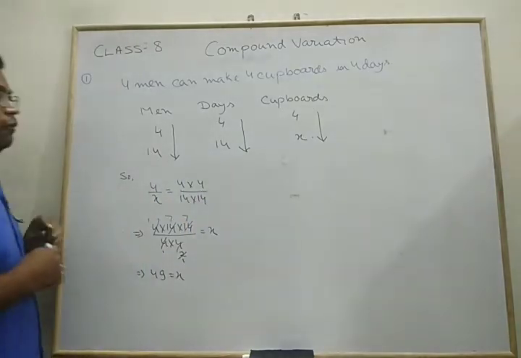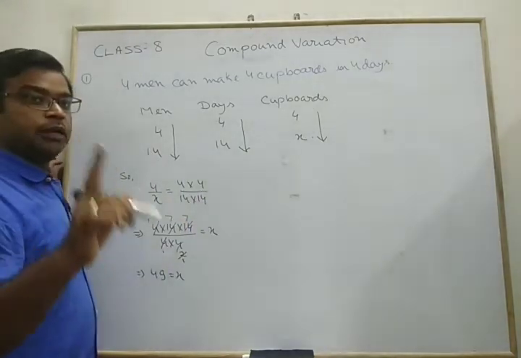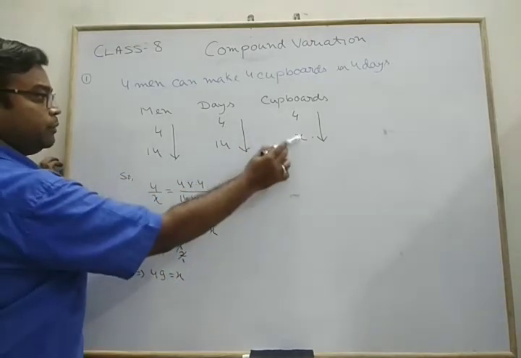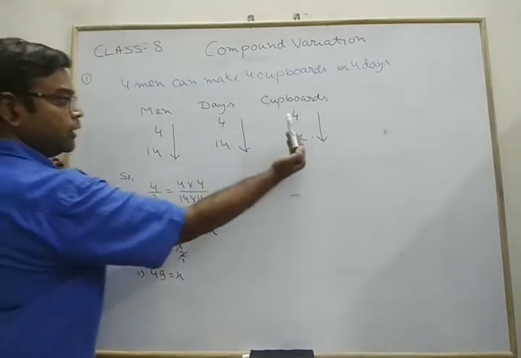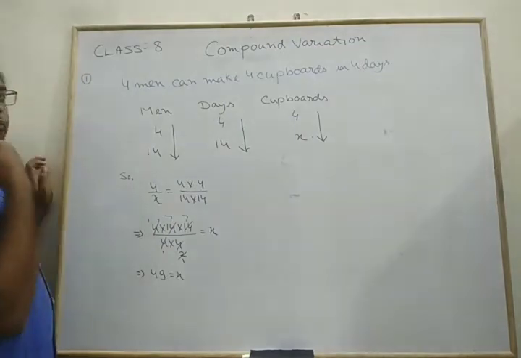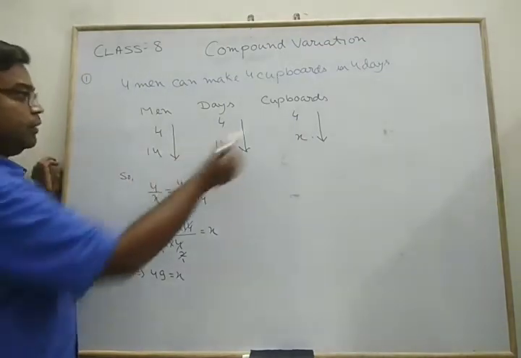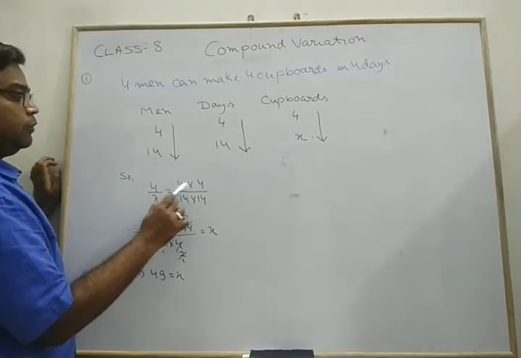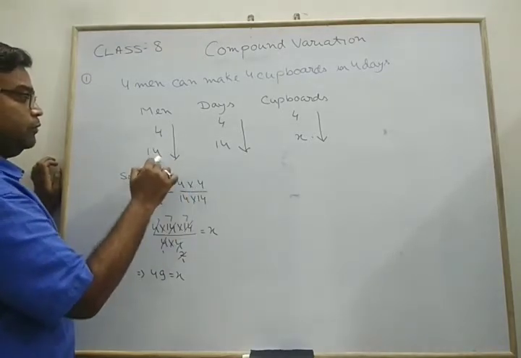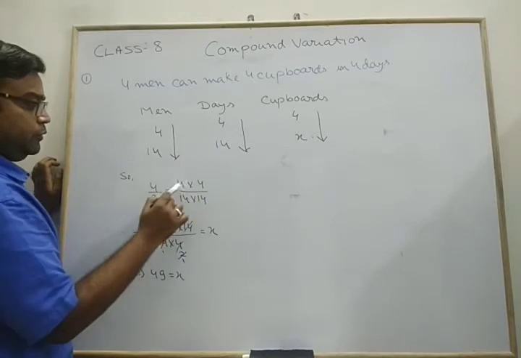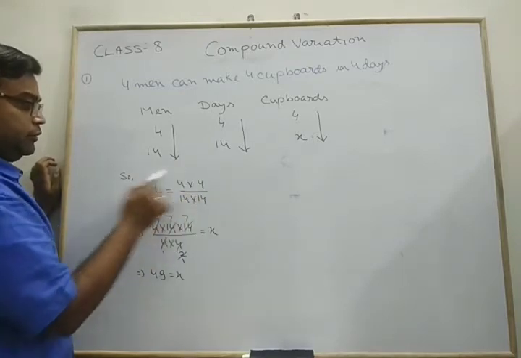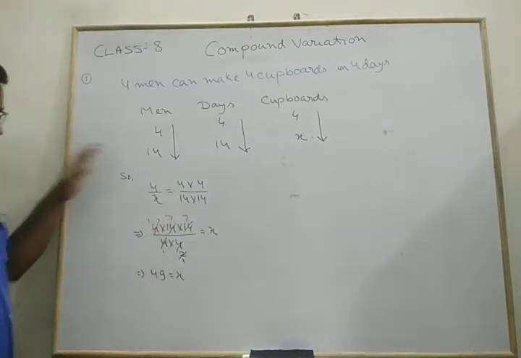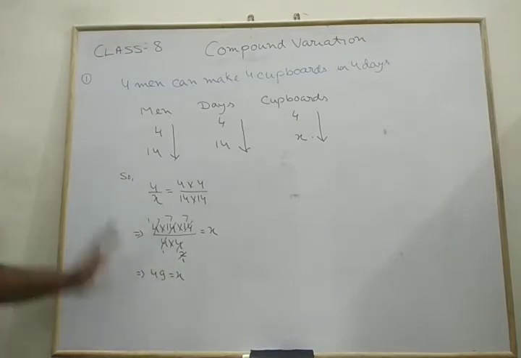Then what do you do? Use the tail part as the numerator. So 4 upon x, according to the unknown part, equals the product of the multiplying part: 4 upon x equals 4 upon 14 into 4 upon 14. This is the equation you form. Now solve it and you have the answer. That's all for question number 1. Next question.